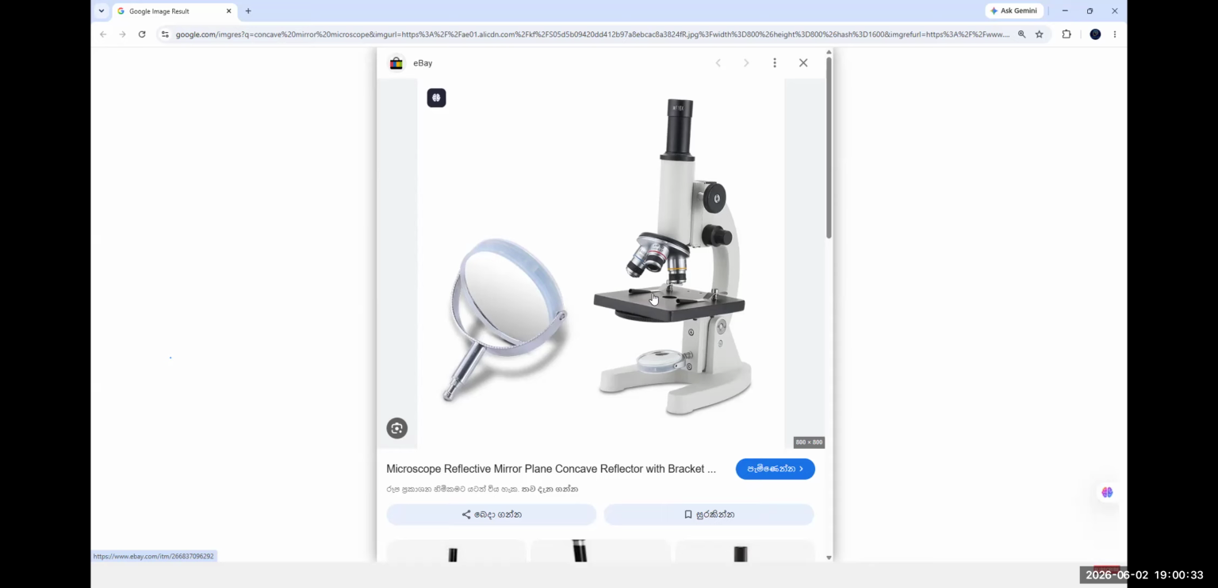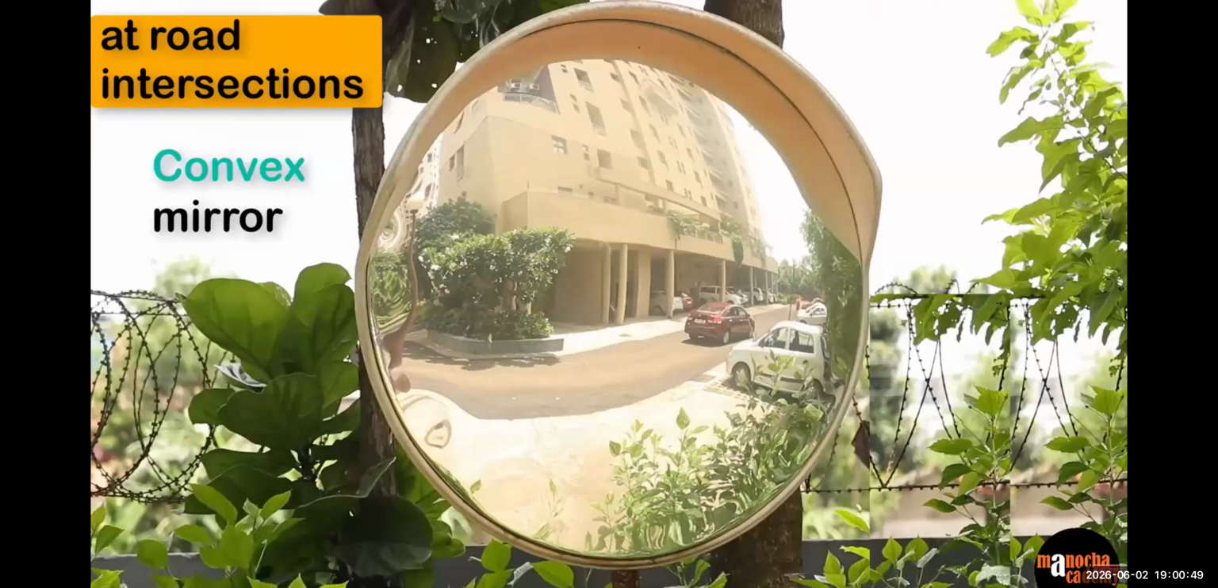In microscopes, we are using concave mirrors. Don't try to switch between the other one, okay? Remember that concave mirrors are there. All right, so what we are doing here, try to answer the questions.